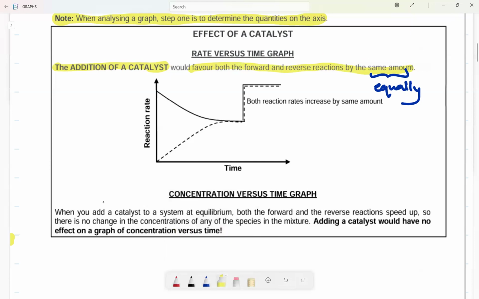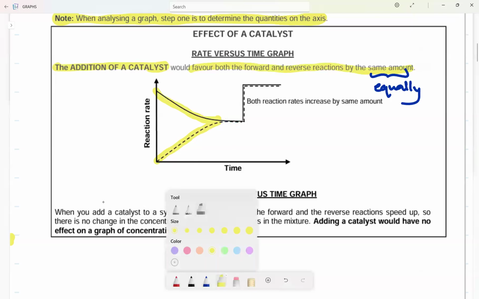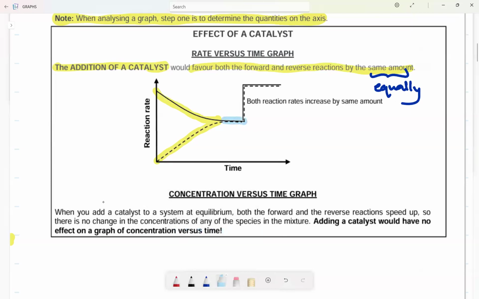Now let's look at what they are referring to. Can you see the rate of the forward reaction here it is, then the rate of the reverse here it is. Then at this point here, equilibrium is reached. Can you see they are equal? Now, what happens? At an instant time, let's say T1, the rate of both the forward and the reverse increases. And how? Equally. Can you see they increased from here to here equally, so by the same amount, right? And then they reach equilibrium at the same time.